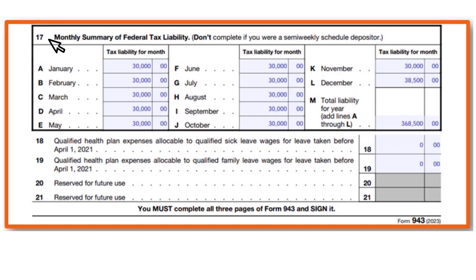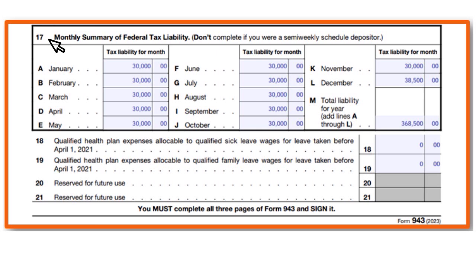So moving on here, on line 17, you can see that line 17 breaks down the monthly summary of federal tax liability, and you can see that we put the tax liability for every month from January all the way to December.